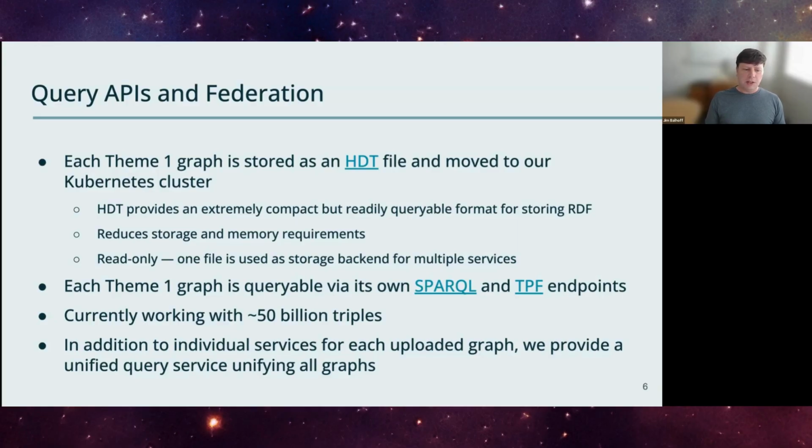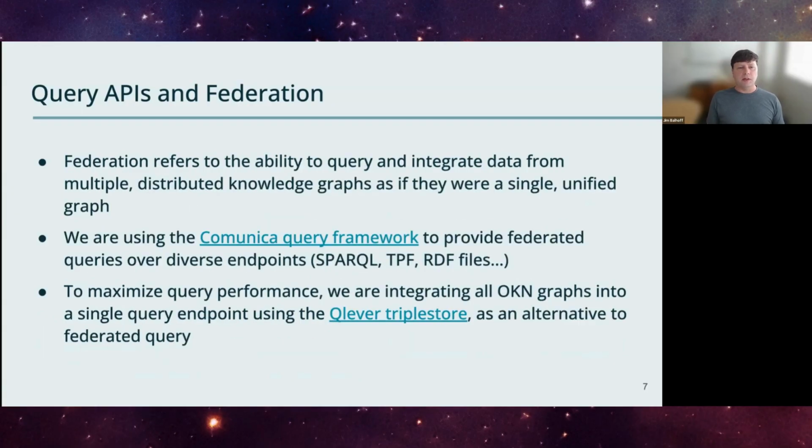So in addition to these query services for each uploaded graph, we provide a unified query service which allows users to execute a query, looking at all the information from all the graphs at once. And so this ability to query and integrate data from across multiple distributed knowledge graphs is known as query federation. And so we make use of an open source system called Comunica to provide federated queries over multiple query endpoints at once. So this could be any number of the SPARQL endpoints or TPF endpoints for each of the graphs, as well as external query endpoints that are not part of OKN.